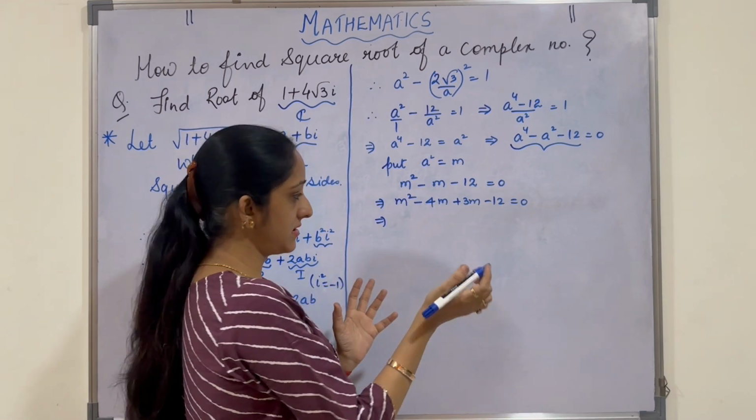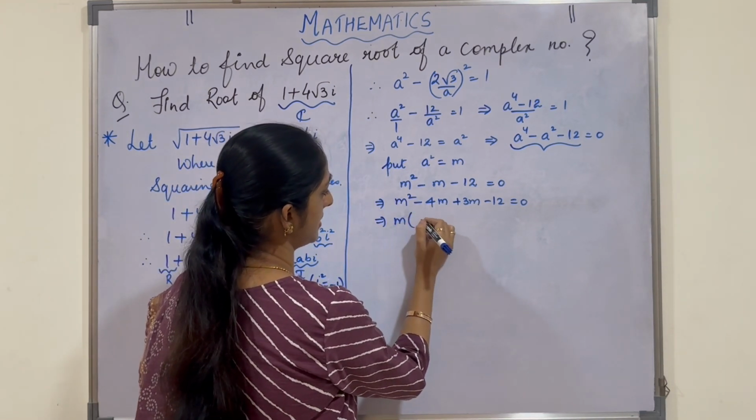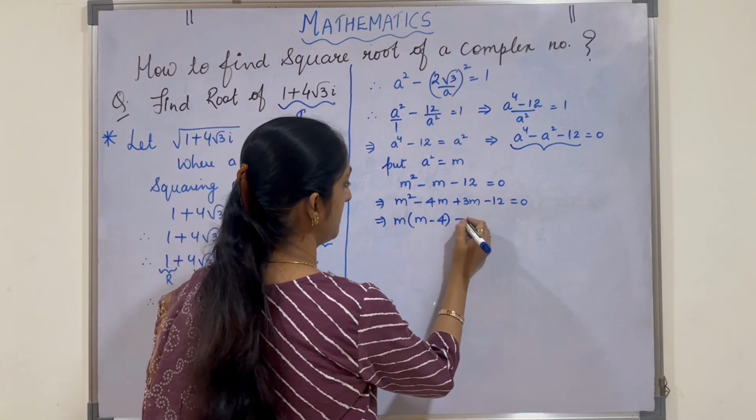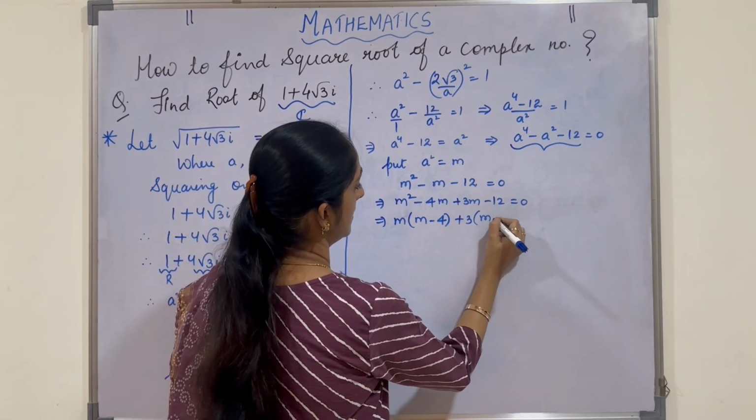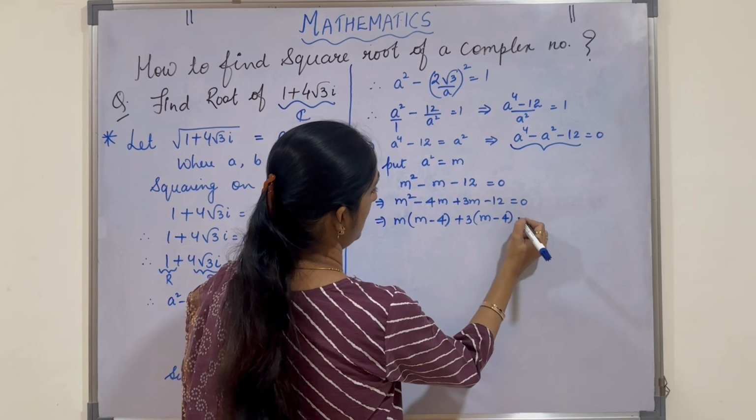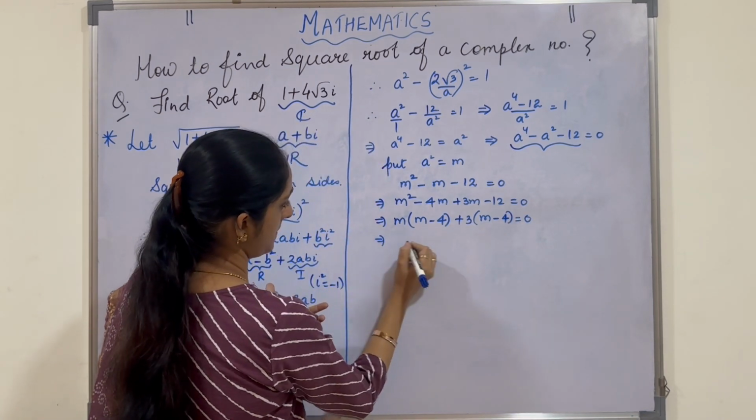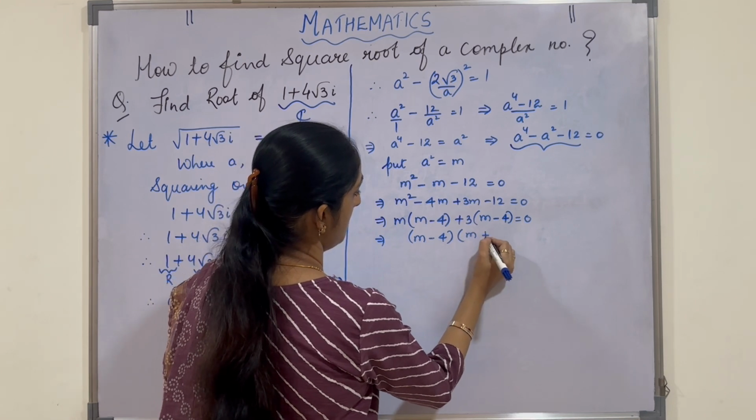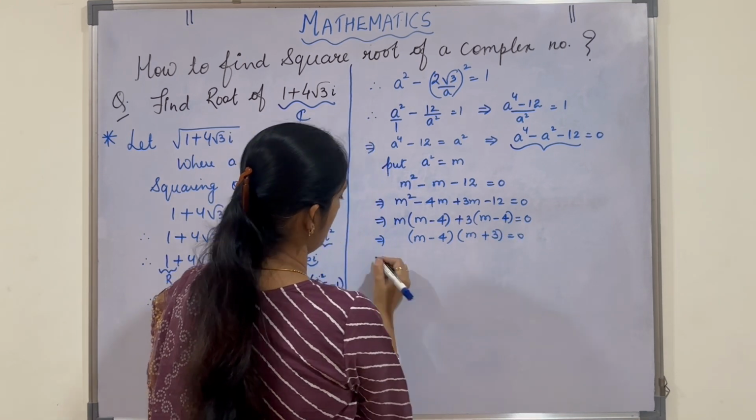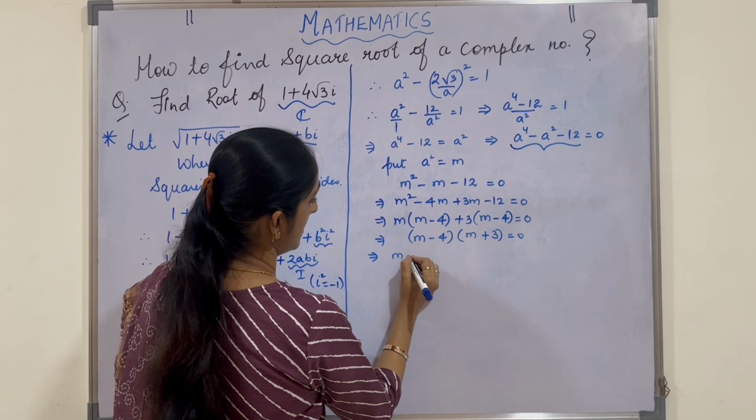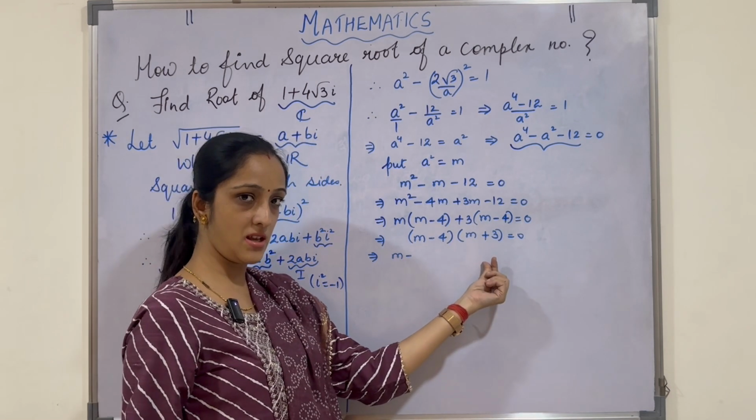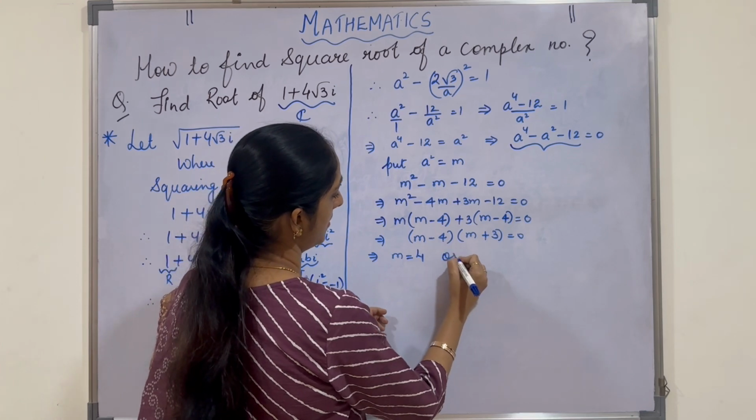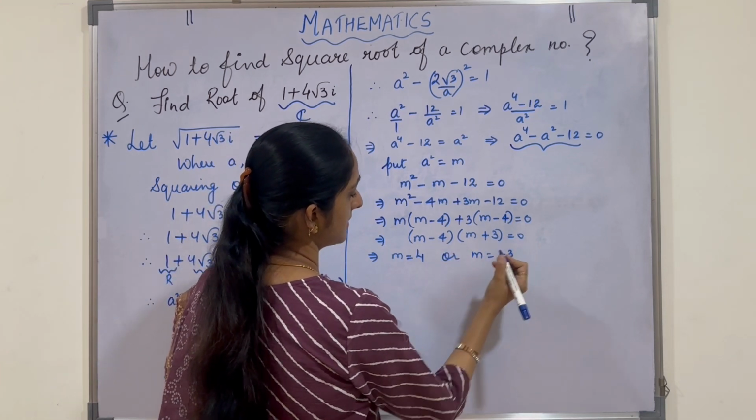Now we will factorize this. So factorization, these are the steps for factorization. We all are familiar with the steps to solve the quadratic equation. Those steps are followed here. So m minus 4 into m plus 3 is equal to 0. So here we will get either m minus 4 is 0 or m plus 3 is 0. So that will give you either m is equal to 4 or m is equal to minus 3.